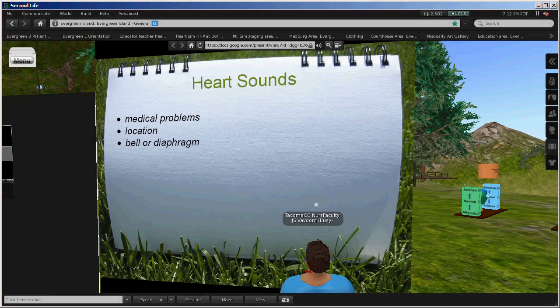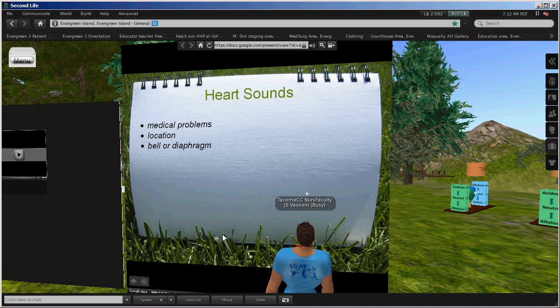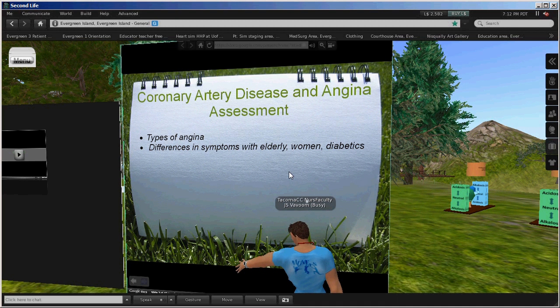The first things to really know about are the heart sounds, the medical problems associated with them, as well as their location and whether they're heard better with the bell or diaphragm. Coronary artery disease and angina assessment, the types of angina, and the differences in symptoms between elderly women and diabetic versus the rest of the population. And this is also seen, of course, in MI too.